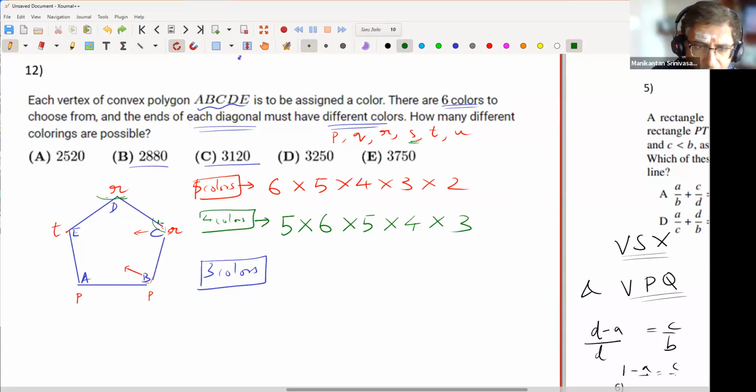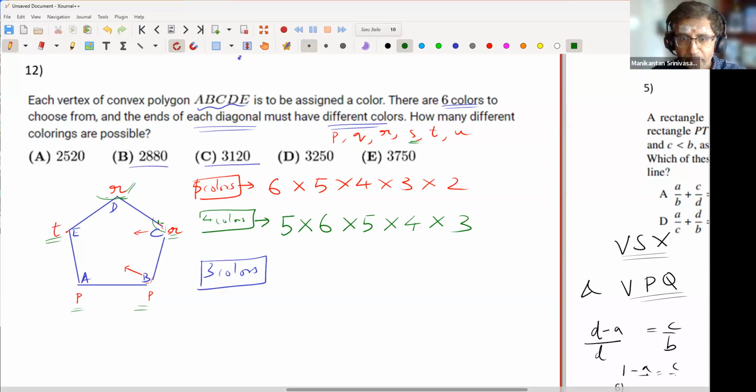Okay, now what did I do now? So my configuration with 3 colors will turn out to be that I have 2 pairs of consecutive vertices which are all of the same color, which are PP, RR, right? And then there's one unique vertex, which will have the 3rd color.